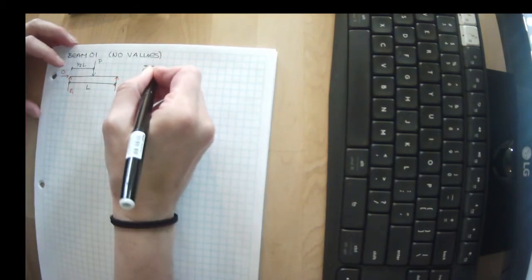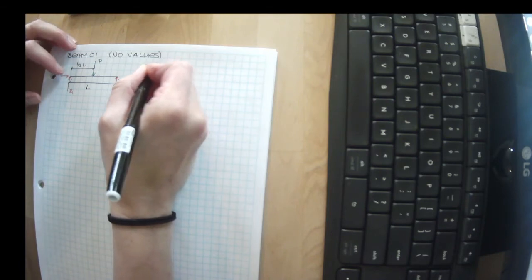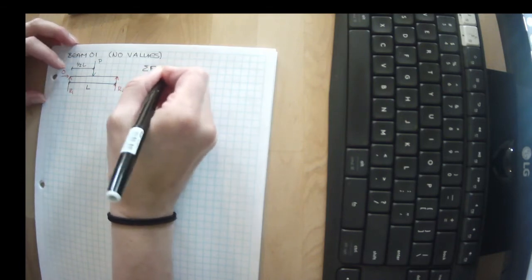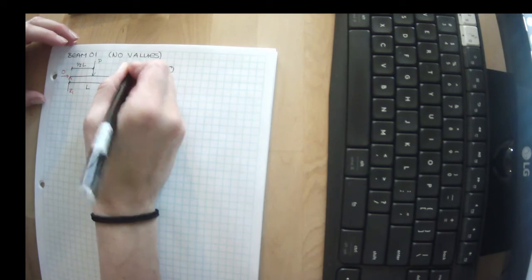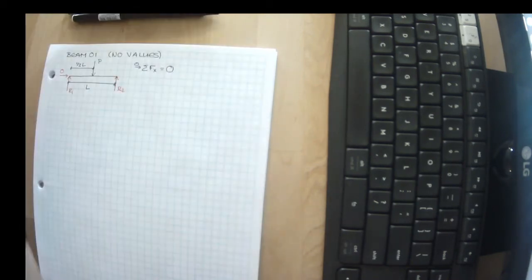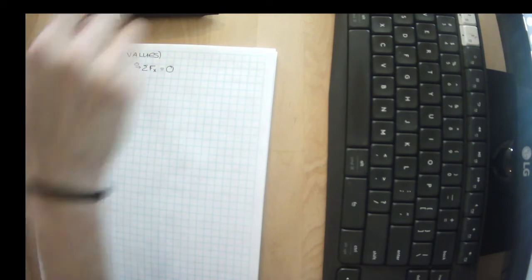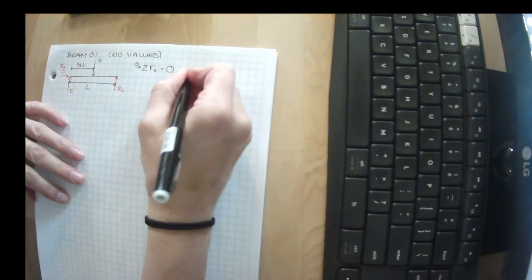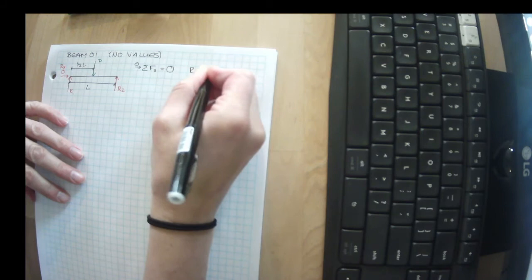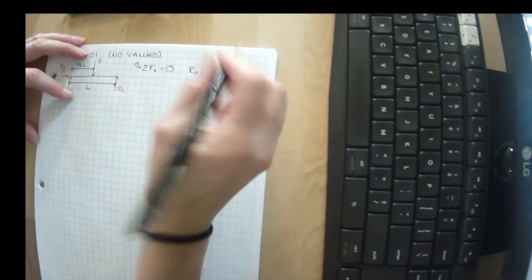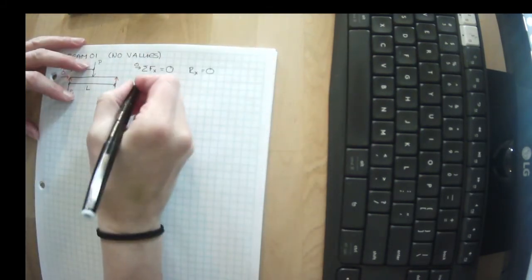Let's sum the forces. Well, let's sum the forces in the x direction just to be thorough. This could have been Rx. Rx equals zero. Okay, so I've written it out just to be thorough.